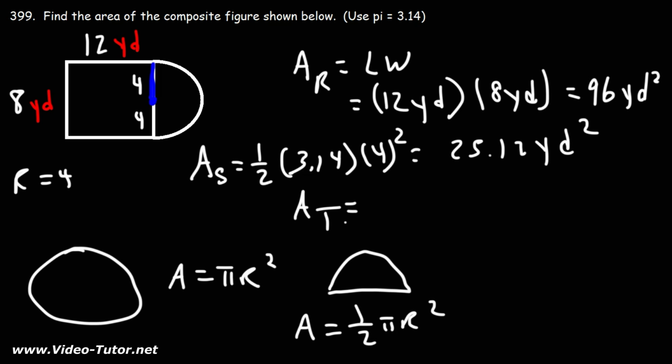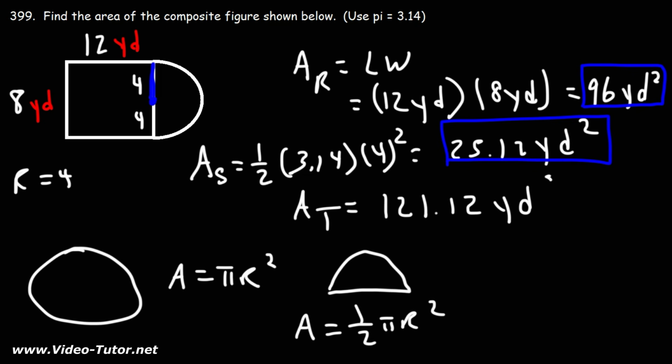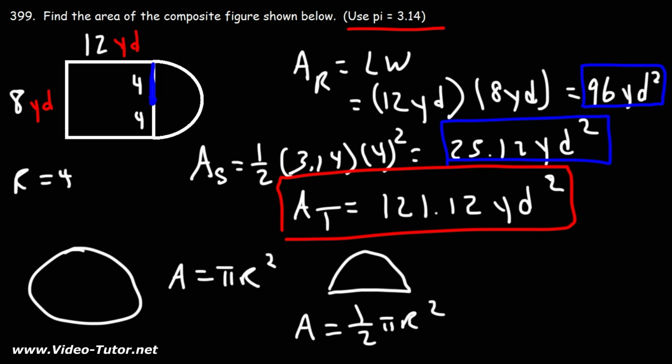So now to get the total area of the composite figure, we need to add these two numbers. 25.12 plus 96 is 121.12 square yards. So that's the total area of the composite figure using this for pi.